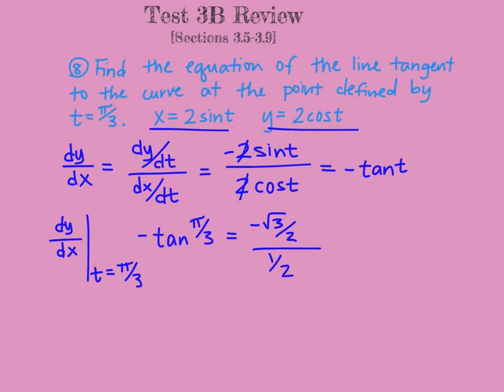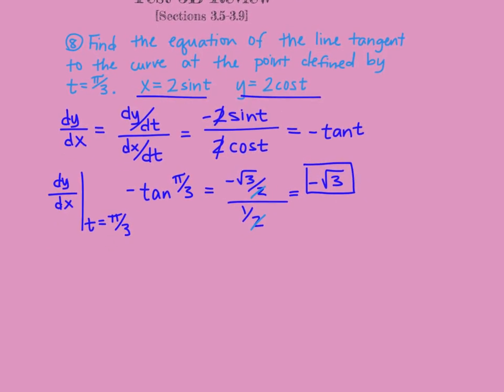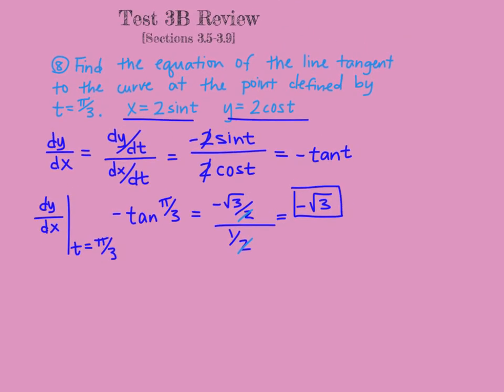Here, when we have a complex fraction, both of our denominators are the same, so they can cancel. So we have negative root 3 over 1, so our slope is negative root 3. That's our slope, the instantaneous slope of the curve at t equals pi over 3. The next thing we need to find is the coordinate point. So our point has both an x and a y.